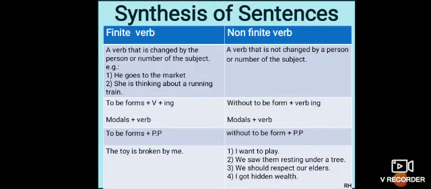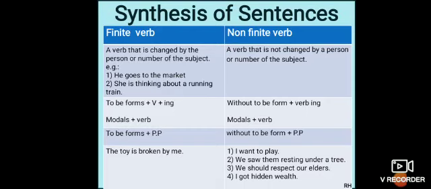Before we begin with the simple synthesis, we'll just go over the finite and non-finite verbs that are already explained to you in the explanation link. A verb that is changed by the person or number of the subject is called a finite verb. That is, he goes to the market, she is thinking about a running train. A verb that is not changed by the person or number of the subject is called a non-finite verb.